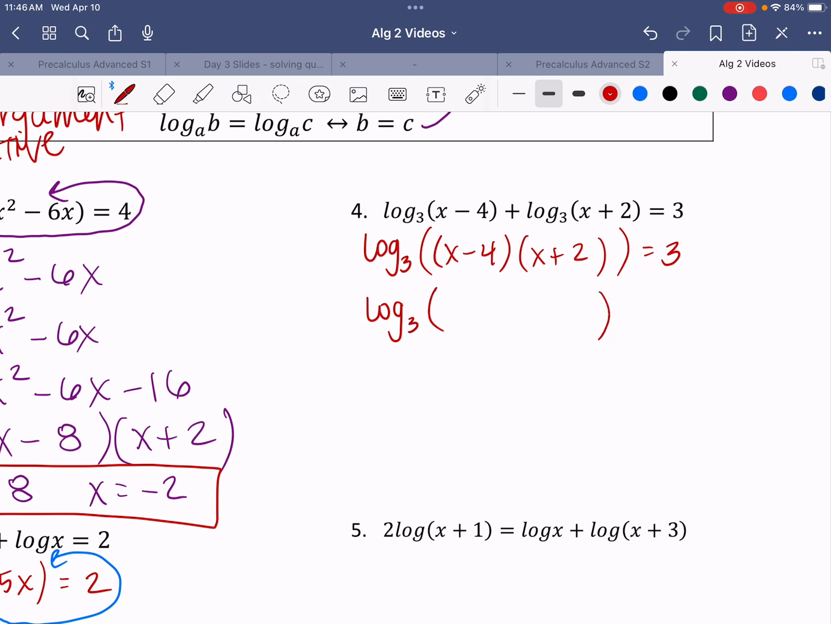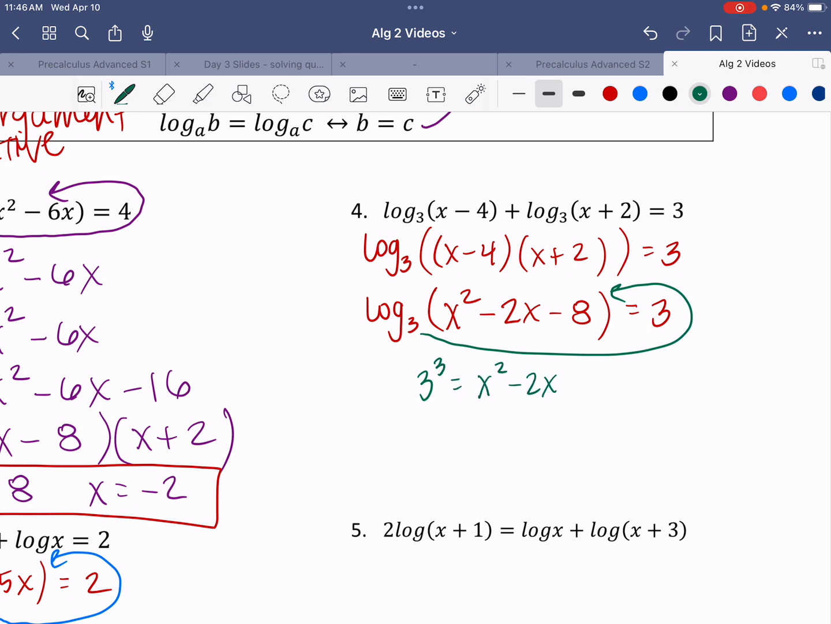So as I FOIL this, I'm getting x squared. In the middle, I'm going to have a positive 2x and a minus 4x. So I'm going to go ahead in my head and say that's going to make negative 2x once I combine the 2 and the negative 4. And then I'm going to multiply negative 4 times 2 to get negative 8. Okay, now we're ready. It's a single log. We're ready to rewrite it as exponential. So 3 to the third equals x squared minus 2x minus 8.